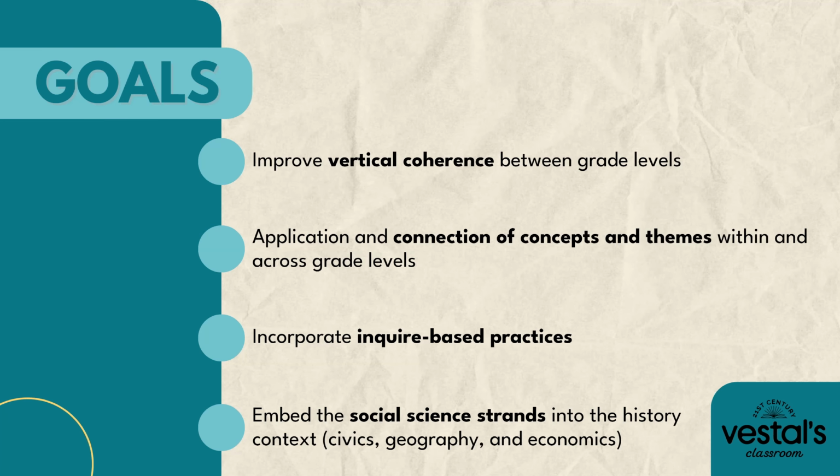Now, the VDOE released some goals related to these new SOLs, so I want to go over those with you so that as we are discussing the changes to the SOLs, you can see where the mindset came from when those changes were implemented. One of the goals the VDOE has is to improve the vertical coherence between grade levels. They're trying to build more connections between the grade levels rather than just having one topic that's taught in one grade level and then a completely different topic that's taught the next grade level. They want there to be more connections that students can make from year to year.